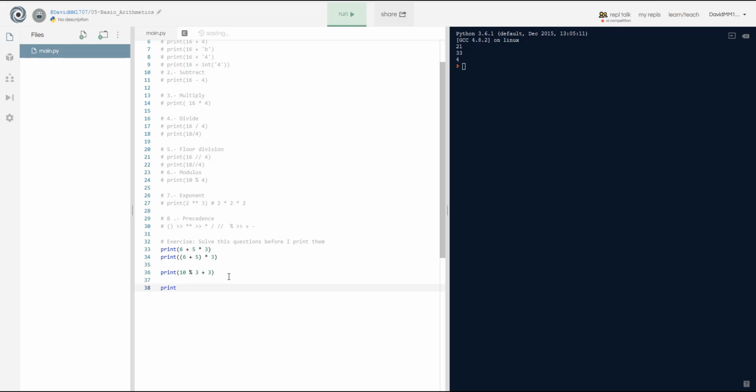Now, let's try with exponents. 5 exponent 3 modulus 10. What is going to happen here? Which one is going to take precedence? We see here that exponent has precedence over modulus, and it is going to print 5.